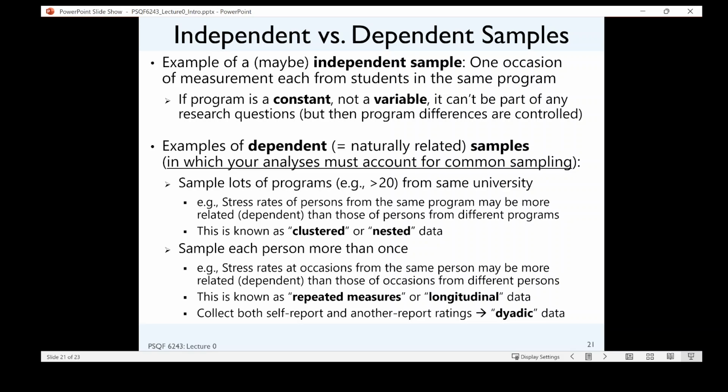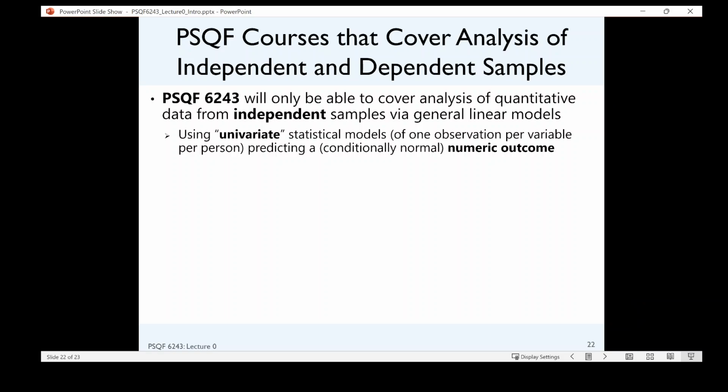Also, if you sampled someone more than once, then you have what is known as repeated measures data or longitudinal data. And if you have multiple targets, or raters, I guess, reporting on the same target, so if you ask the subject and then you ask the friend of the subject, that creates dyadic data, where reports about the same person should be more alike than reports about different people. So this course only covers independent samples, and those are honestly kind of hard to come by in real life.